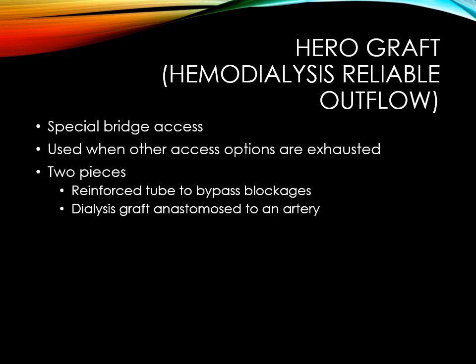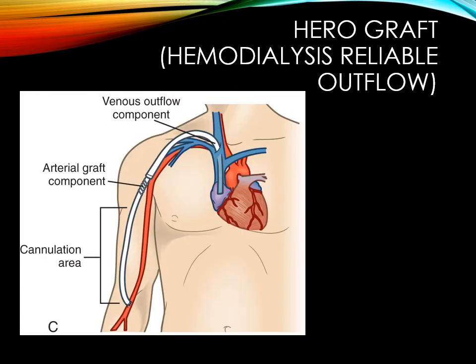Another option for dialysis is the HeRO graft. It consists of two pieces, a reinforced tube to bypass blockages in the vein, and a dialysis graft anastomosed to an artery to be accessed for hemodialysis. Here is the image. The HeRO graft is placed under the skin like both a fistula and a standard graft. The HeRO graft bypasses the venous system to provide blood flow directly from a target artery to the heart.